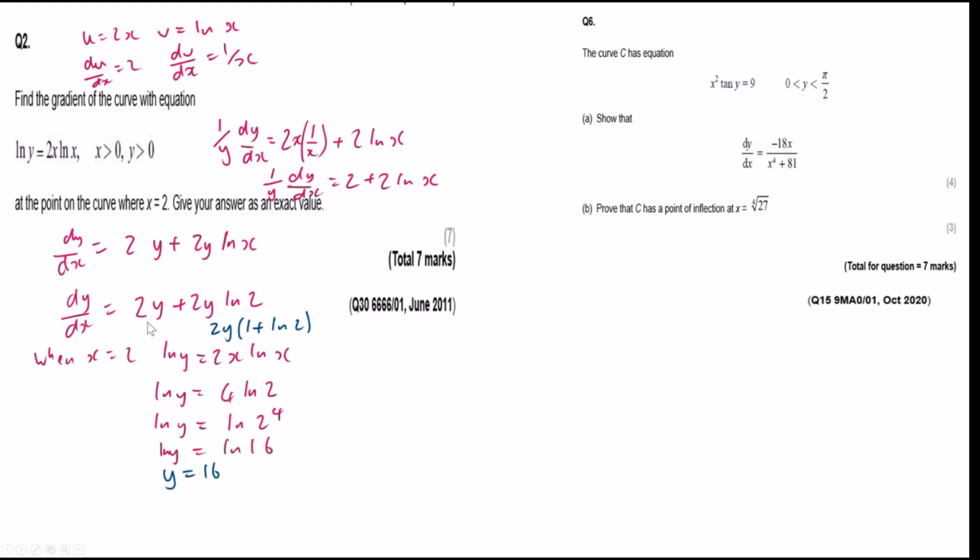Right, because we obviously do need the y coordinate. That's what you're asking, right? So we have to use this original value here. Can you see we put 2 into our original? Well, we can get ln y in terms of x, because 2x, x is 2, that's 4. Use the power law. You see ln y equals ln 16, so y equals 16. And then from there, we can finish.